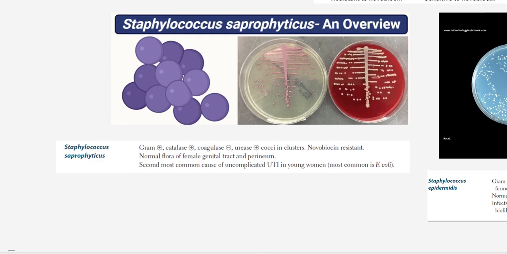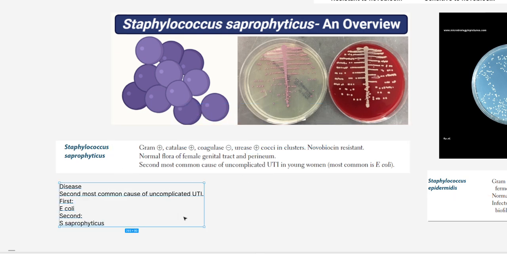It's found as part of the normal female genital flora in the perineum, right? Since it's found in the normal female genital flora, it's very common to get UTIs with this, right? It's the second most common cause of uncomplicated UTI. First is E. coli, and the second is saprophyticus, for uncomplicated UTI. So always remember this. The first most common cause is E. coli, and the second is Staph saprophyticus.